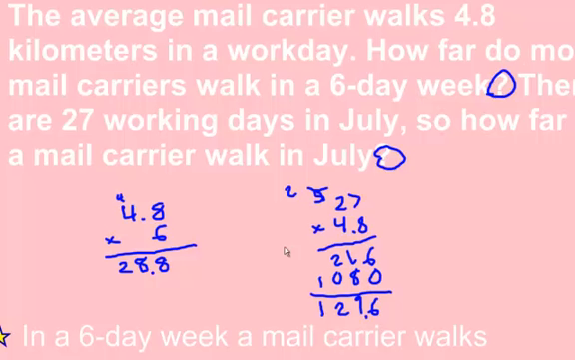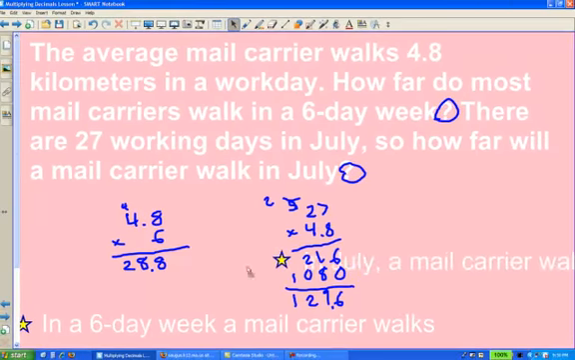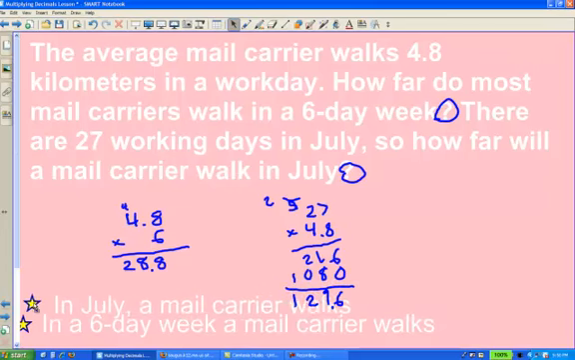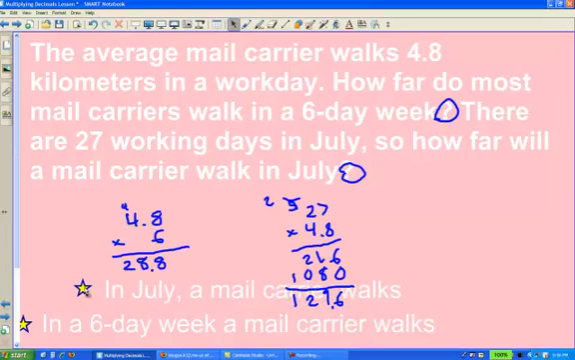If I was to use a complete sentence here, I would say in a 6-day work week, a mail carrier walks 28 and 8/10 of a kilometer. And I could also say in July, a mail carrier walks that number right there, 129 and 6/10 of a kilometer. That's a busy job.